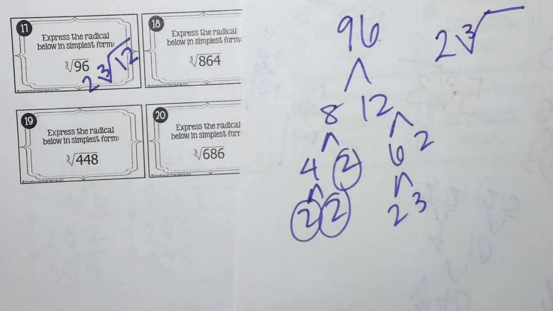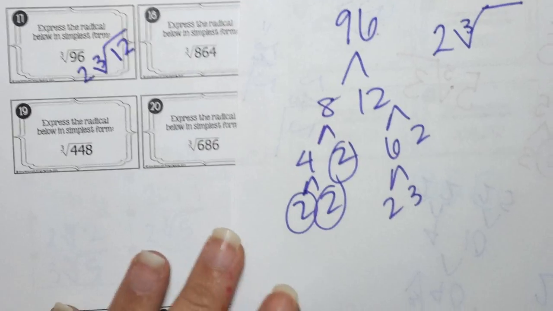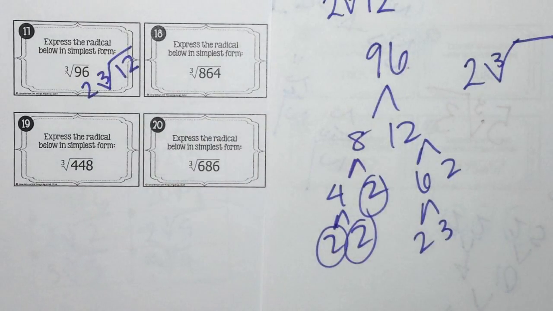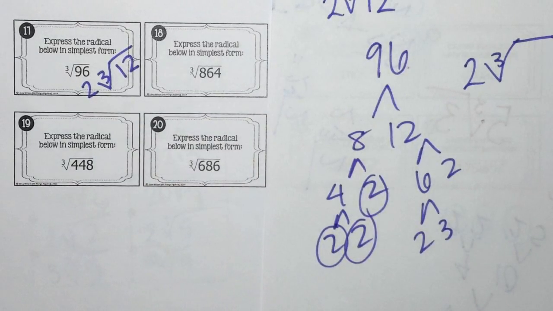Yes, no, maybe. Is anybody alive? Almost alive? Okay, I'm fine with almost alive. All right, 864. Talk about it in your group what you think the perfect cube's going to be. What is happening?